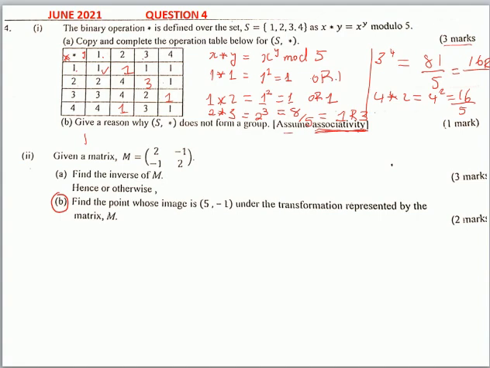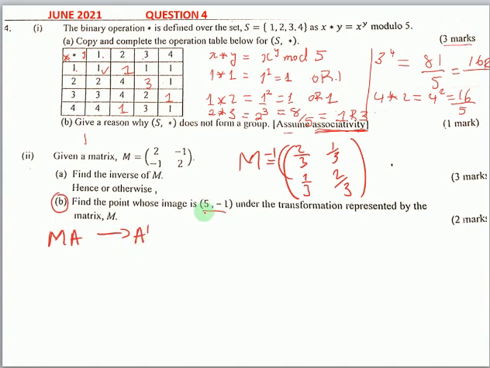Now we move to B. Find the point whose image is this under the transformation represented by the matrix M. So if we go back, we discovered that our M inverse, which we just calculated, is equal to 2 on 3, 1 on 3, 1 on 3 and 2 on 3. This is our matrix inverse. Now, if we go back to the definition of transformation, we said if a matrix M transforms a point A, for example, it means M times A is going to give us A prime, where A prime is the image.